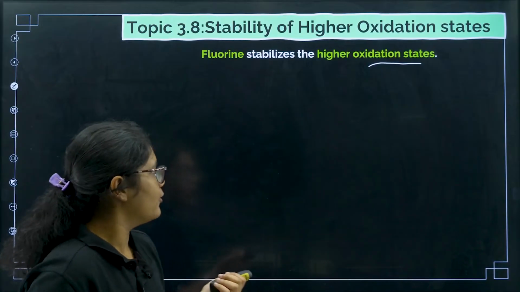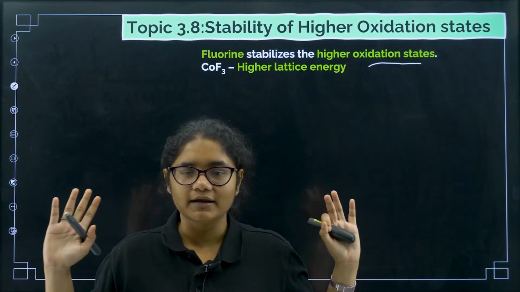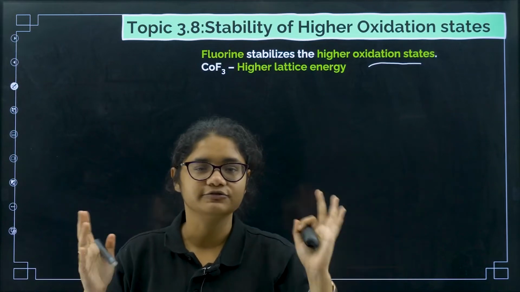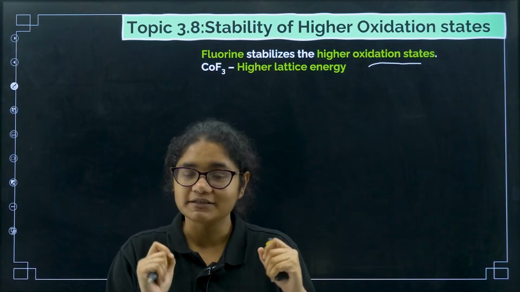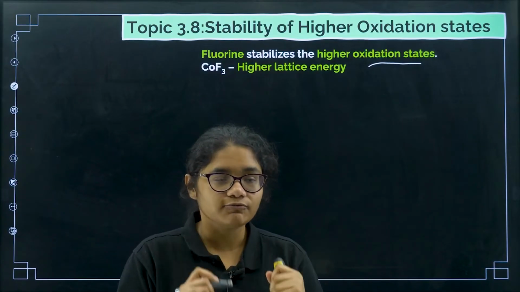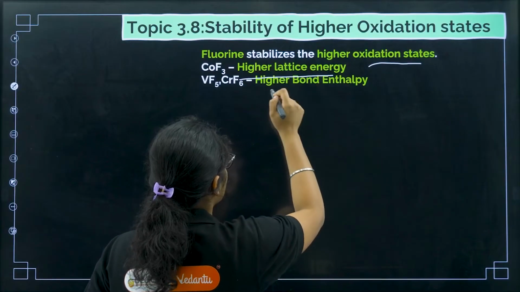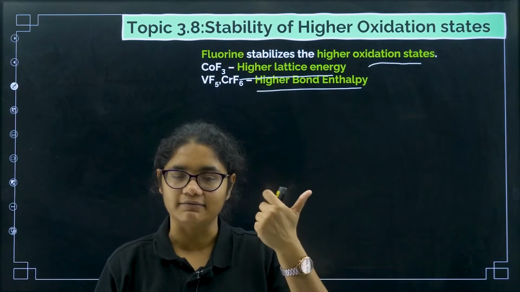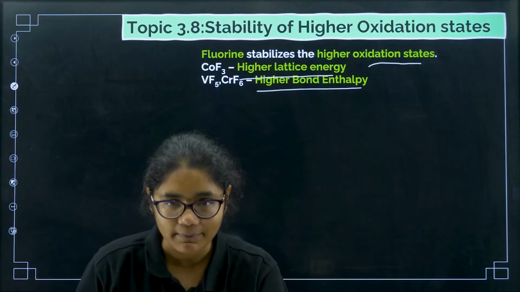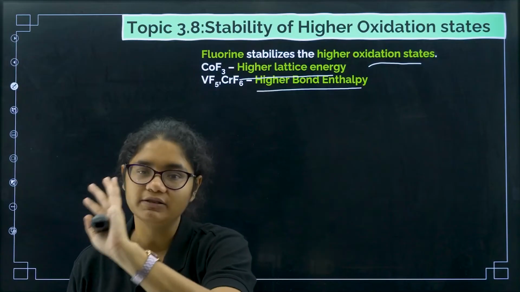Okay. Now, why fluorine? What is so special about fluorine that metals, when they are in a higher oxidation state, only search for fluorine and form a bond with fluorine, right? So what is the speciality about fluorine? Fluorine can form high lattice energy, and it can also give you high bond enthalpy. Due to very high lattice energy and very high bond enthalpy, when the metals are in the higher oxidation state, they form bonds with fluorine.